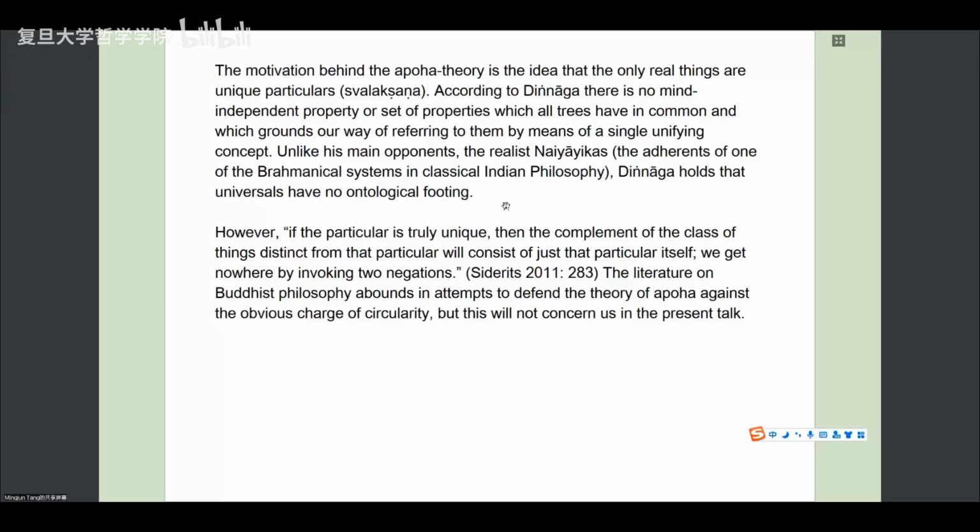However, and I quote here from Siderits, if the particular is truly unique, then the complement, the class of things distinct from that particular, will consist of just that particular itself. We get nowhere by invoking two negations. If I say X is not a non-cow, this is practically tautological. I could also say X is a cow instead. Yeah? It's somehow circular if I express it with these two negations. The literature on Buddhist philosophy abounds in attempts to defend the theory of apoha against the obvious charge of circularity. But this will not concern us in the present talk. If you want to hear more about this, then I would strongly recommend this collective volume to you, entitled Apoha.